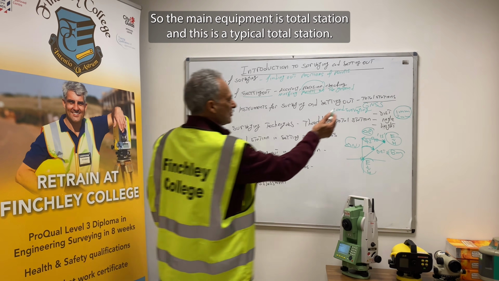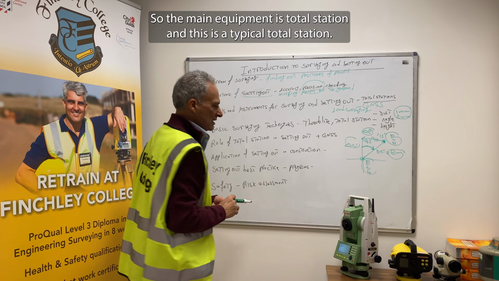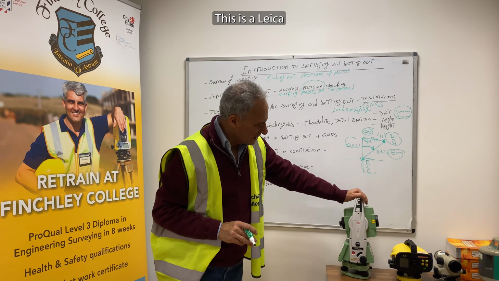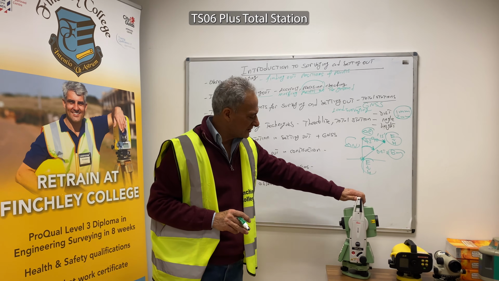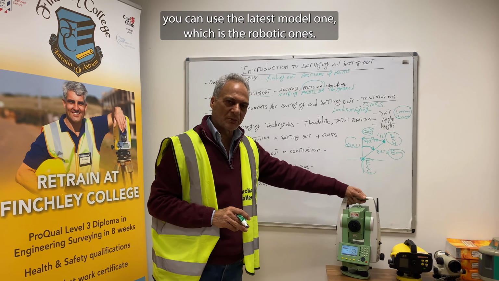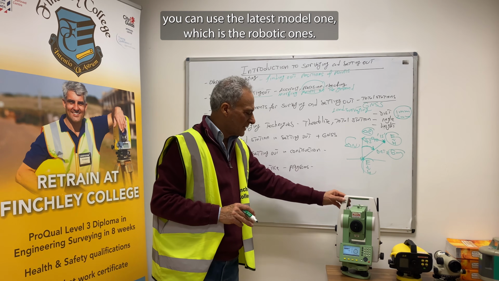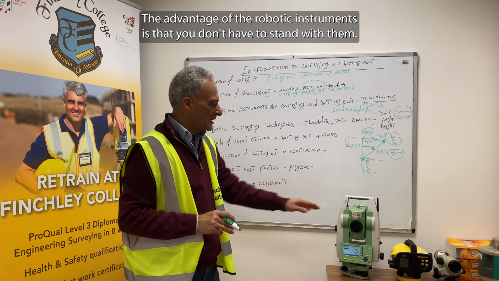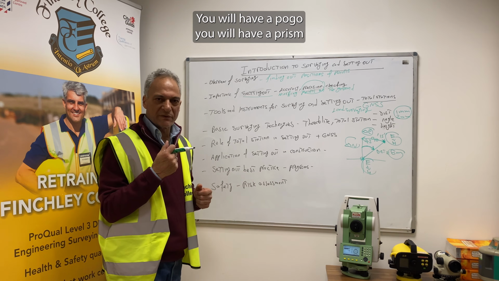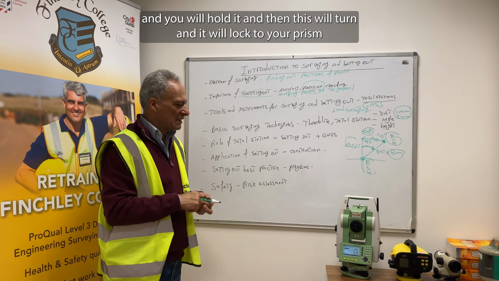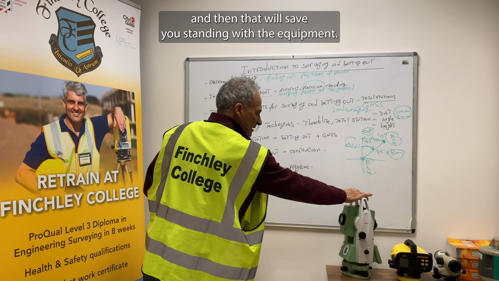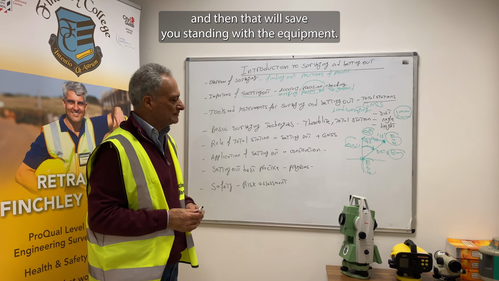So the main equipment is total station, and this is a typical total station. This is a Leica TS06 Plus total station. You can use the latest model one, which is the robotic ones. The advantage of the robotic instruments is that you don't have to stand with them. You will have a pogo, you will have a prism, and you will hold it, and then this will turn and it will lock to your prism, and that will save you standing with the equipment.